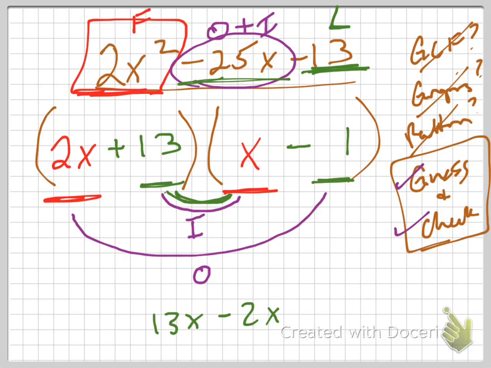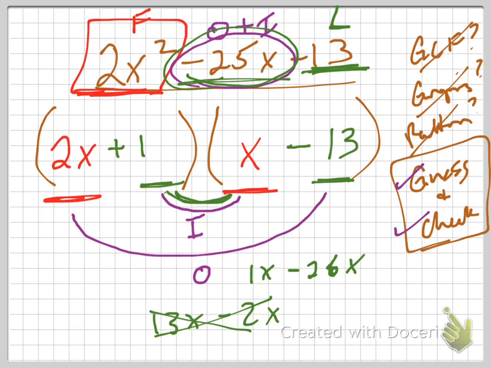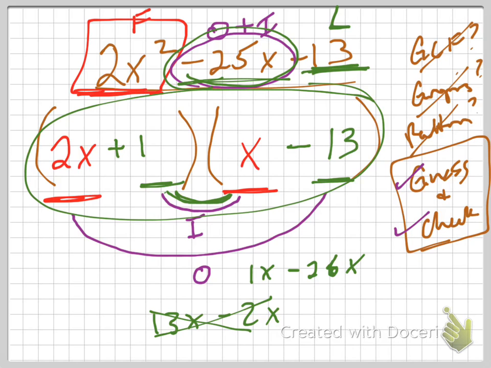How about we erase this and we put 1 there and we put negative 13 here? That's another way to get to negative 13, right? Let's check that now. That's going to be 1x minus 26x. Is 1x minus 26x negative 25x? Yeah, it is. So that's your answer. That's called guessing and checking, and there's your answer.